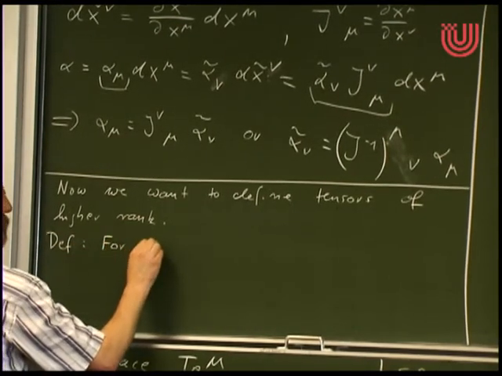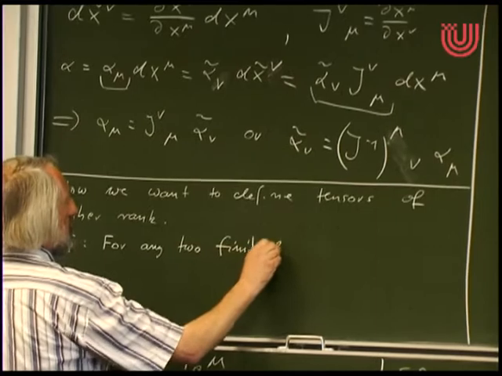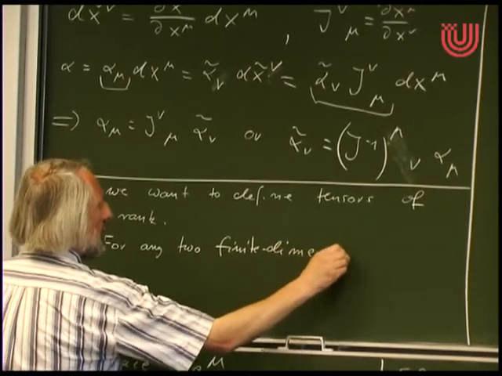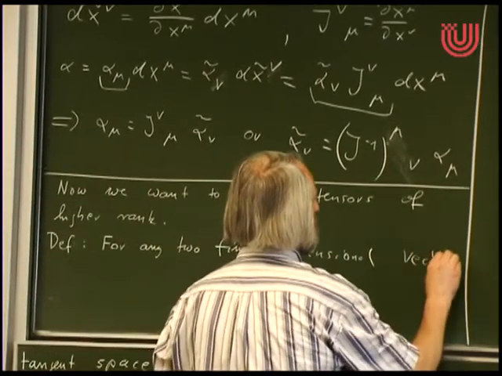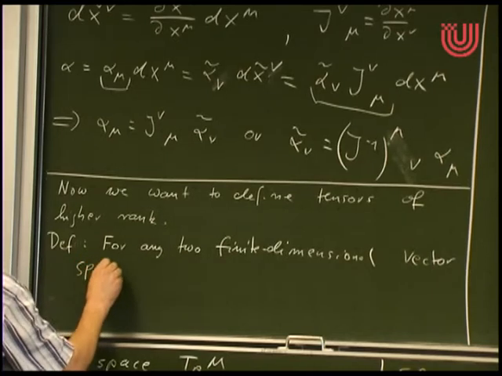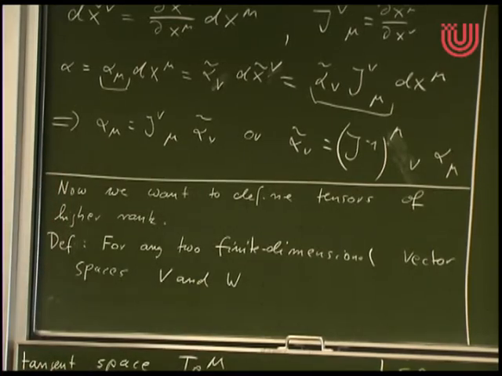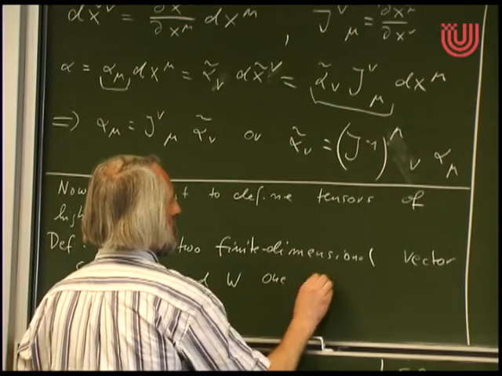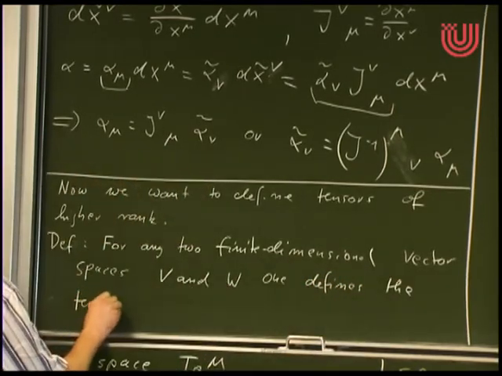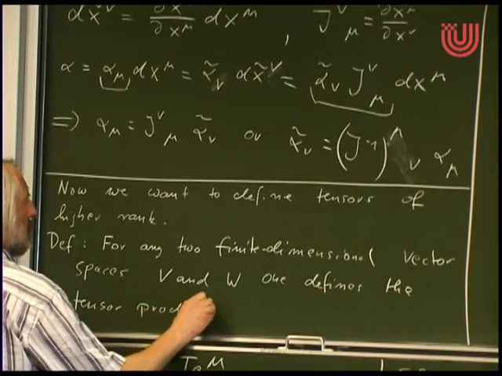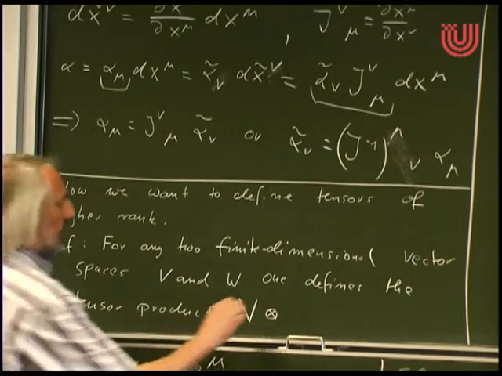So for any two, and again, to be on the safe side, let's say finite dimensional vector spaces V, W, say, one defines the tensor product. This is denoted by a cross with a circle around it.